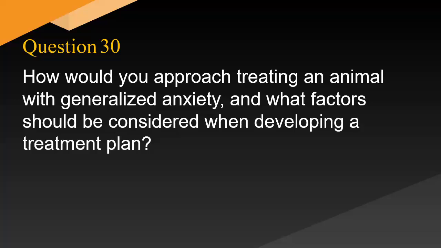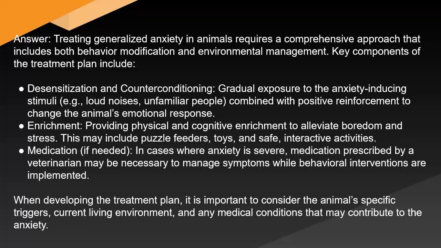How would you approach treating an animal with generalized anxiety, and what factors should be considered when developing a treatment plan? Answer: Treating generalized anxiety in animals requires a comprehensive approach that includes both behavior modification and environmental management. Key components of the treatment plan include desensitization and counter-conditioning: gradual exposure to the anxiety-inducing stimuli, e.g., loud noises, unfamiliar people, combined with positive reinforcement to change the animal's emotional response. Enrichment: providing physical and cognitive enrichment to alleviate boredom and stress. This may include puzzle feeders, toys, and safe interactive activities.